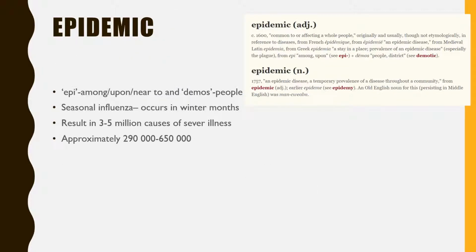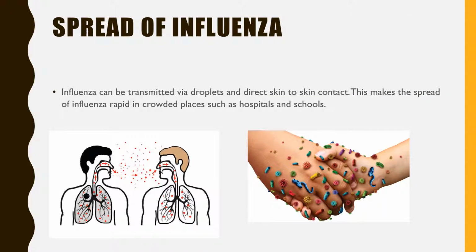Epidemics compared to pandemics are much smaller scale. Looking at the words, epi is among/upon/near, and demos means people. And this is what we have yearly, and it's known as seasonal influenza, and it's known to occur more in the winter months. How is influenza spread? Influenza is spread via droplets and direct skin-to-skin contact. And this means that influenza can be spread really, really rapidly, especially in crowded places such as hospitals and schools.